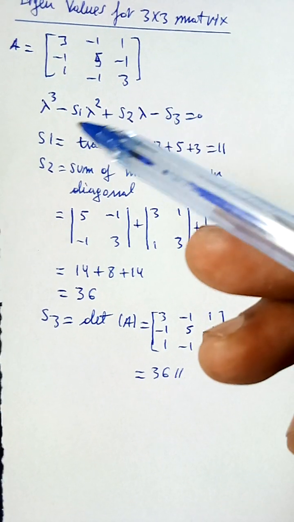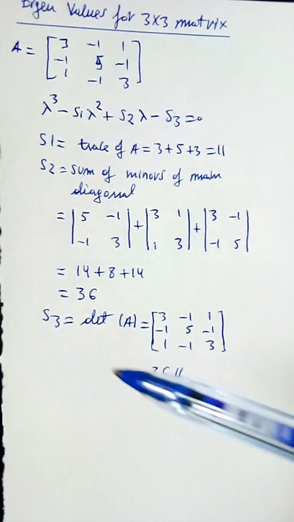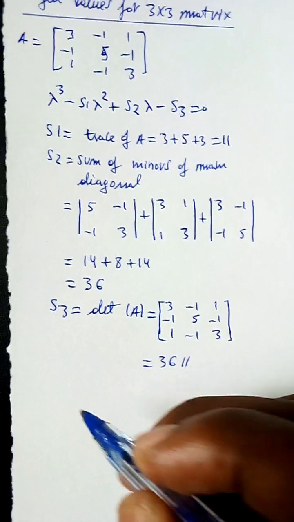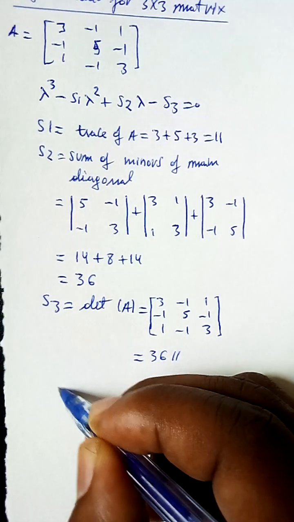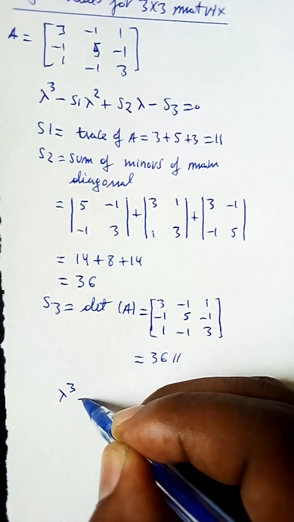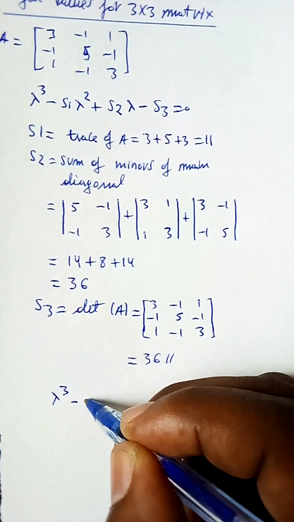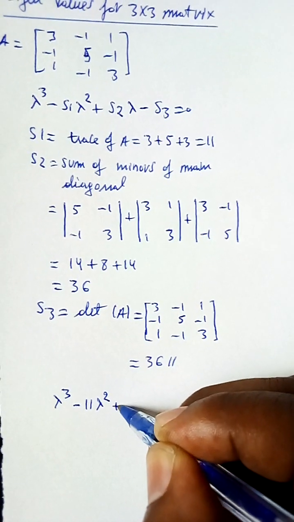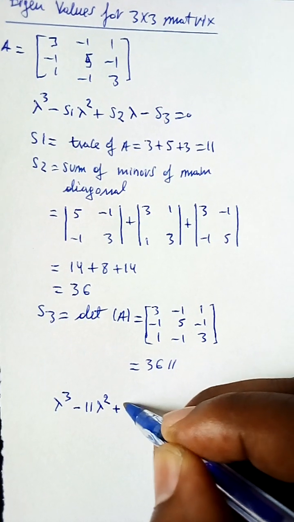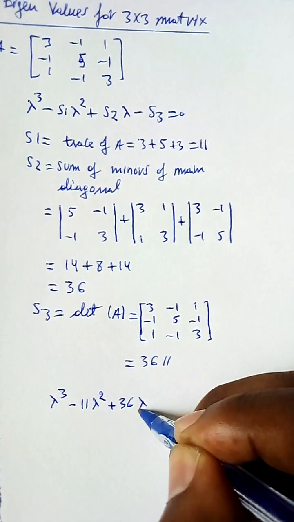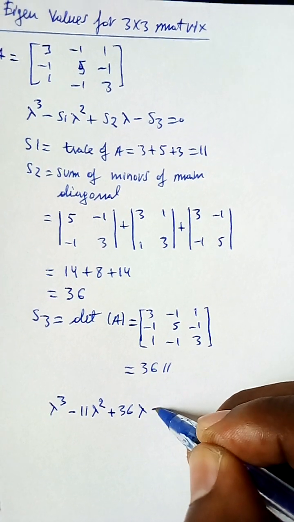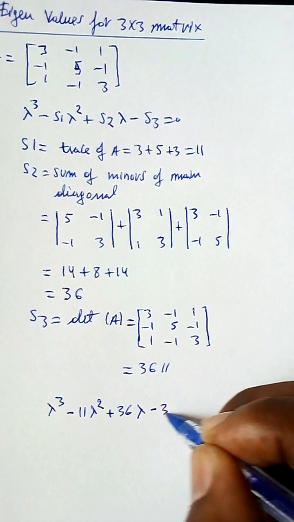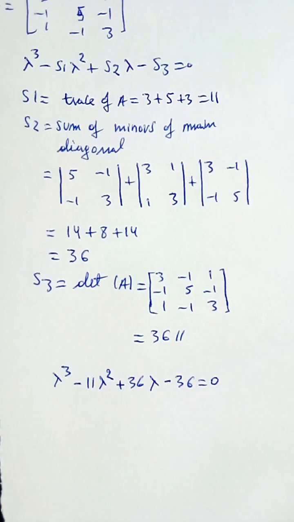So guys, now we have S1, S2 and S3, we are just going to replace them in this equation. S1 is equal to 11, S2 is 36, minus S3, which is also 36, is equal to 0.